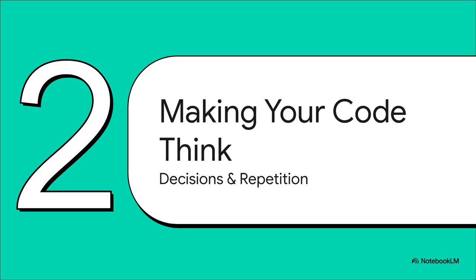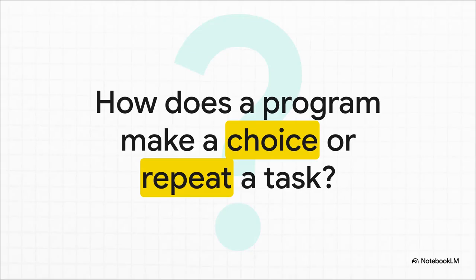But let's be real. Programs aren't just simple recipes that run from top to bottom. Their real power, what makes them so incredible, is their ability to make choices and to do things over and over again. This is the secret to automation. So how do we actually give our code a brain? How do we get it to make a decision or handle a repetitive task? Well, we've got two fundamental tools for that. Conditionals for making choices, and loops for handling repetition.